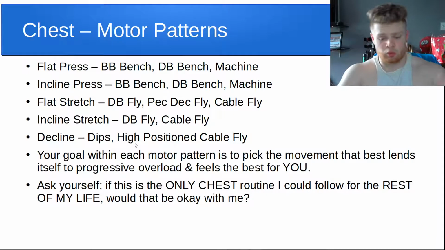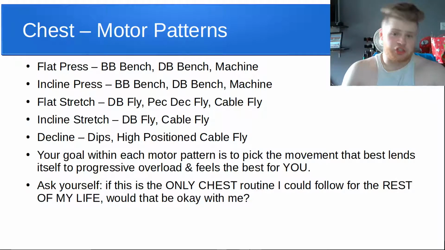And now, once you've picked your exercises for each particular motor pattern, what you need to ask yourself is, if this is the only chest routine that I could follow for the rest of my life, would I be okay with that? And the answer for me at the moment is yes. I think of each motor pattern, and for the flat barbell press, I think there is no better movement for me at the moment than flat barbell bench. For the incline pressing movement, there is no better movement for me than the incline dumbbell bench. For the flat stretching movement, there's no better option than the pec deck fly, et cetera, as you go down the line.